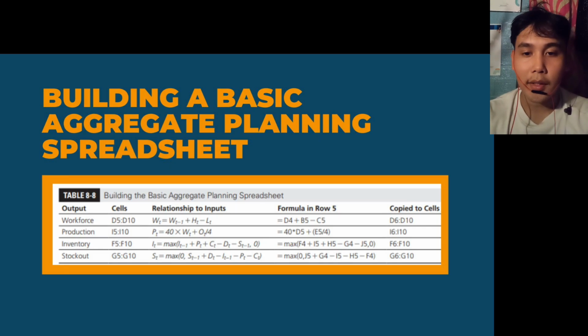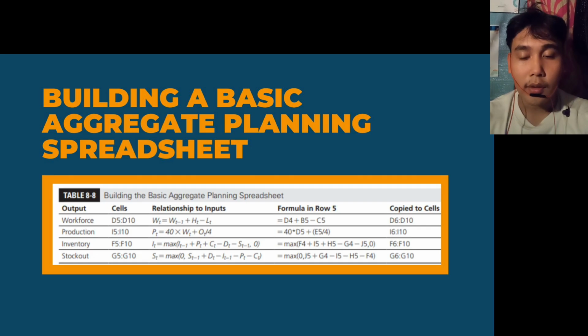Building a basic aggregate planning spreadsheet requires us to define our decision variables clearly. For a given time period, usually a month, we track specific metrics.